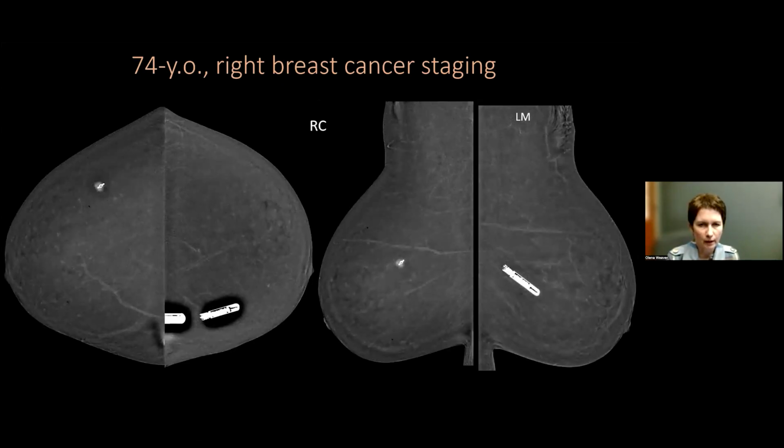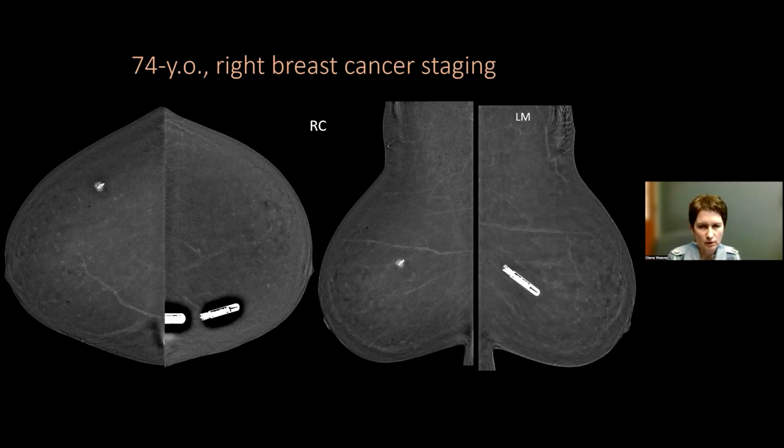These are her recombined images. Right away, you can see that there are some artifacts around those implantable devices, for whatever reason mostly on the craniocaudal view. I'm not quite sure why, but not so much on the mediolateral view. On the CC we see that, but it's obviously an artifact, so we can ignore that.